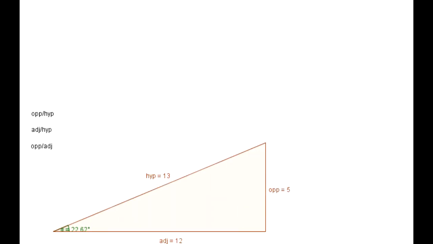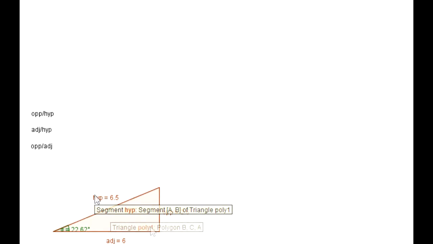If I choose different sides, so if I choose, let's say, 5 and 12, then we can see that the adjacent side is 12, opposite side 5, hypotenuse 13. A 5, 12, 13 triangle. If we halve the size, then I've still got 2.5 divided by 6.5, which would be the same as 5 divided by 13. I've still got 6 divided by 6.5, which is the same as 12 over 13. And I've still got 2.5 divided by 6, which would be the same as 5 divided by 12, and so on.